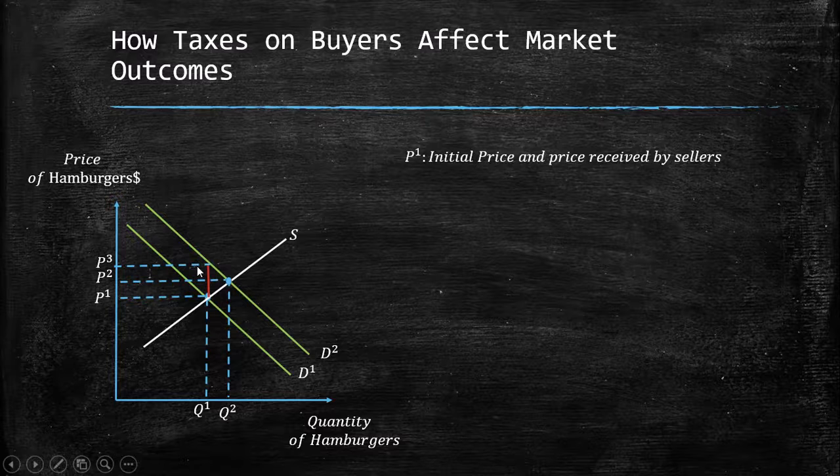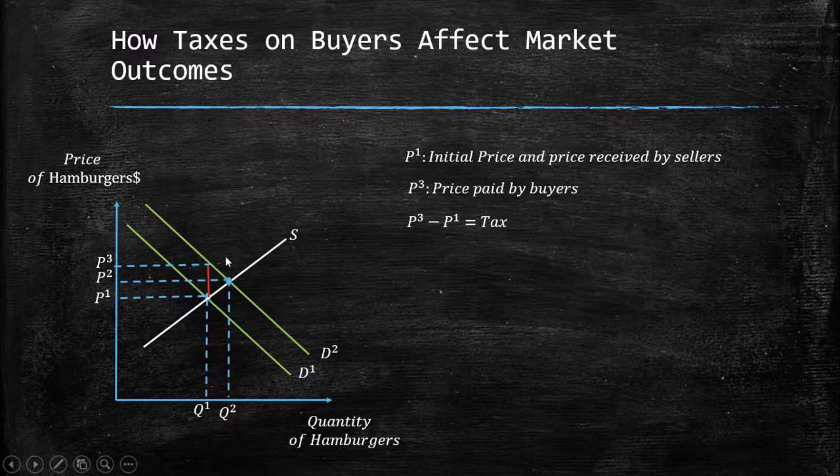which is P3. So this is the price that they paid at first. But with the tax, they have to pay this one, and P3 is the price paid by the buyers. But if we subtract P3 and P1, this is the value of the tax. So even the buyers pay more for the good. The sellers don't receive this quantity, because they have to pay the taxes to the government.